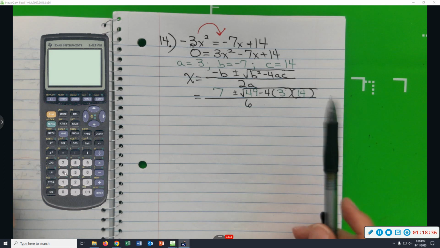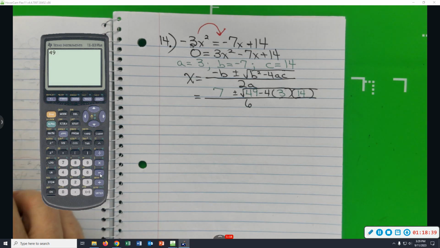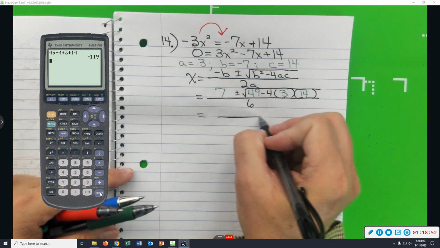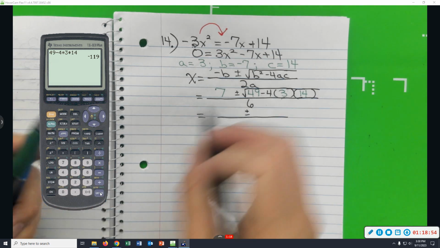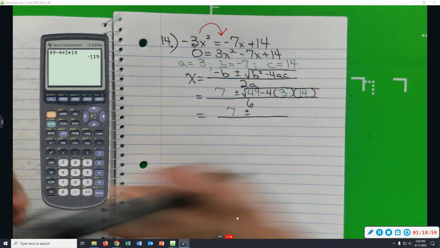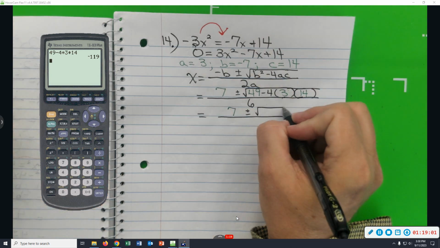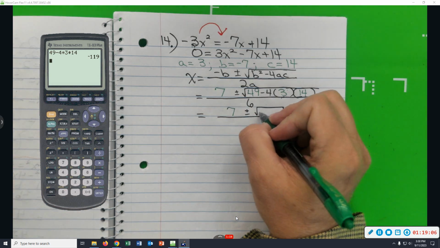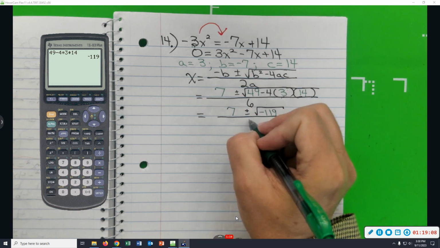Okay, so I'm going to punch in 49 minus 4 times 3 is 12, times 14. That'd be 144 plus 28. Oh, a negative 119. Okay, so we have 7 plus or minus the square root of a negative 119, all over 6.